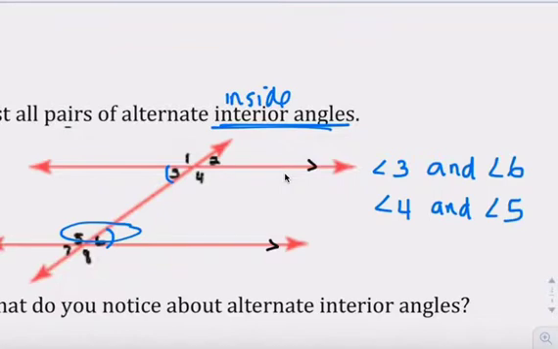Okay, I'll show you that. Oops, I have to delete everything. Okay. Angle 4 right here, and angle 5. They're on opposite sides on the inside.